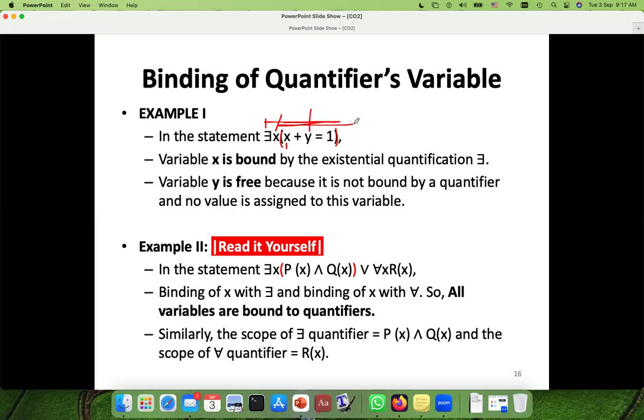In this part, this existential quantifier can affect this whole part if you use this variable x anywhere, anyhow. But this x is a bound variable because this existential is used with this x. With this y, we have no quantifier used, and we have not assigned any value to this y. So that's why this y is what? Free variable. This is what? Free variable.